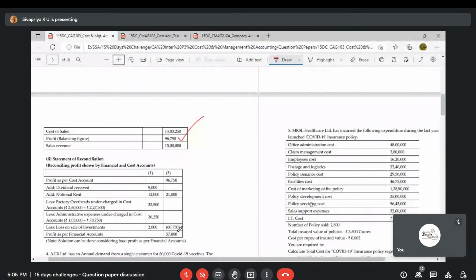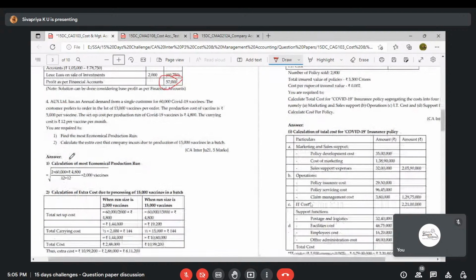Now you have to reconcile this 57,000 vandhudu as per financial accounts. You have to reconcile the profits. This is normal ana sum, right? Question number 4.